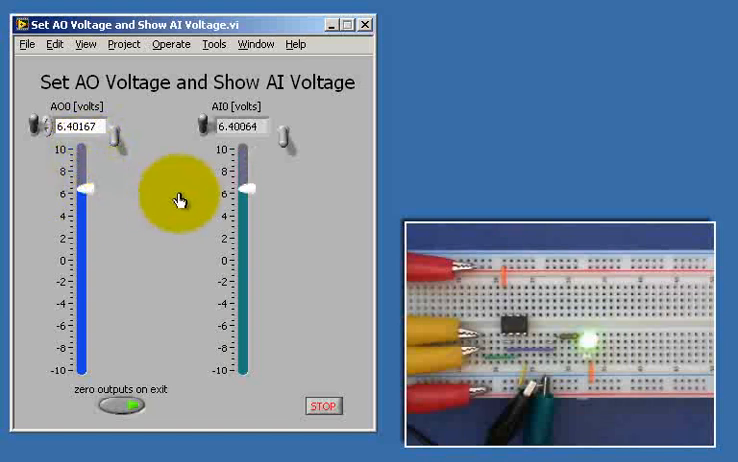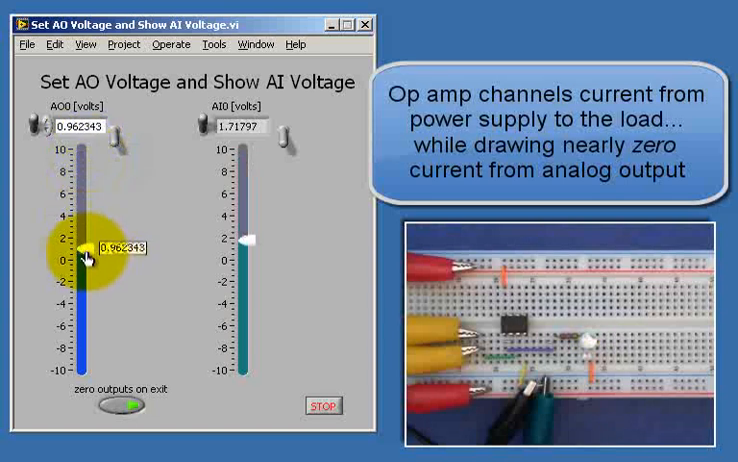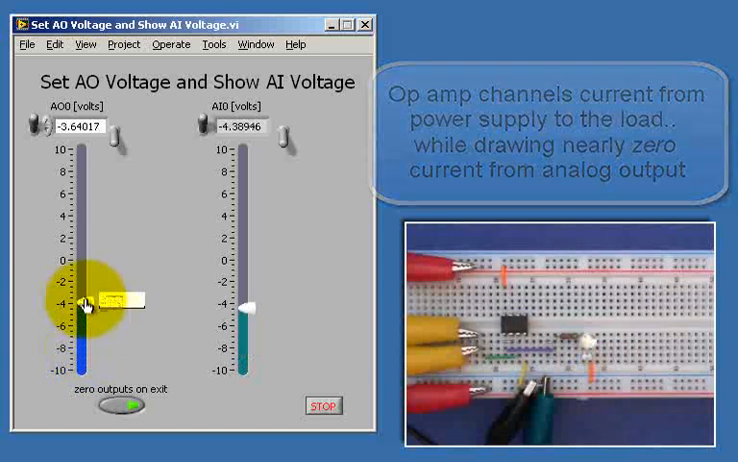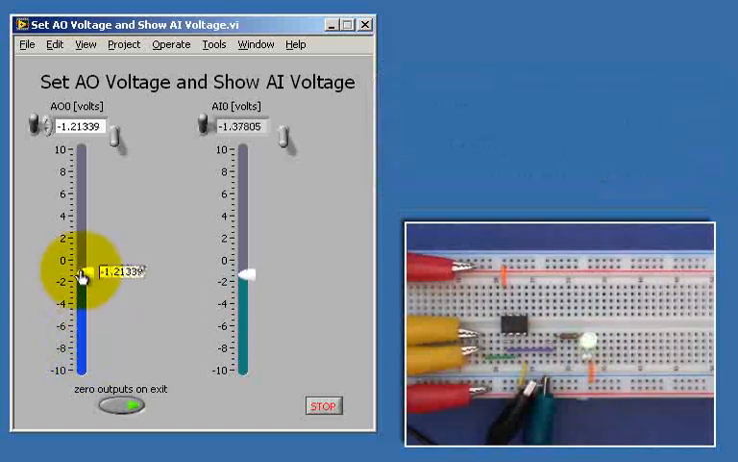Again, the thing to note here is that the actual voltage being developed on the analog output is exactly what we want. And since the voltage follower copies that to the load, that means that's the voltage we're actually delivering to the load.